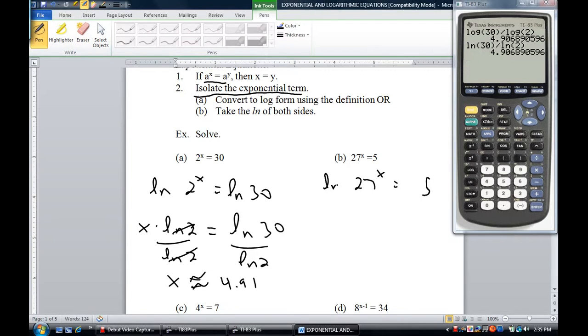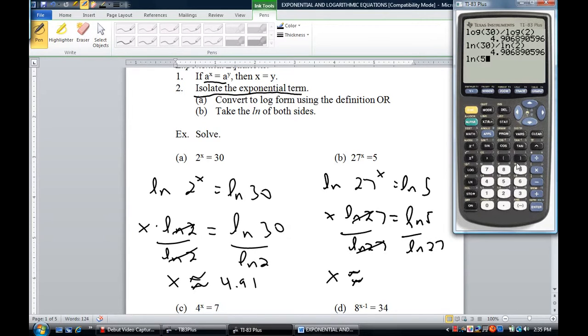So I'm just going to write natural log in front and move the exponent out in front. And I'm going to divide. Now some people, the natural log of 5 over natural log of 27 is the desired answer, so you'll be done. But if they want a decimal approximation, that's when you will take out your calculator and type it in.